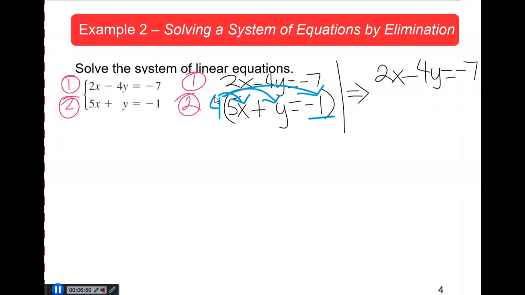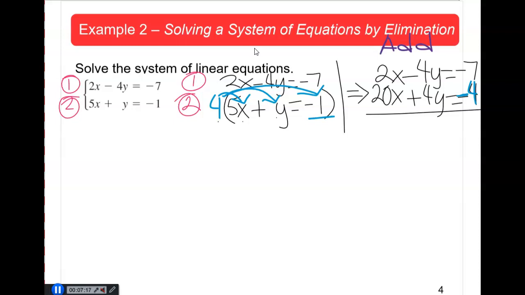everything. So 4 times 5x is going to be 20x. 4 times y is going to be +4y. And then 4 times -1 is going to be -4. So you notice how I got this -4, so please don't forget to distribute that number. Now I'm going to proceed with the next step, which is to add equation 1 to equation 2.